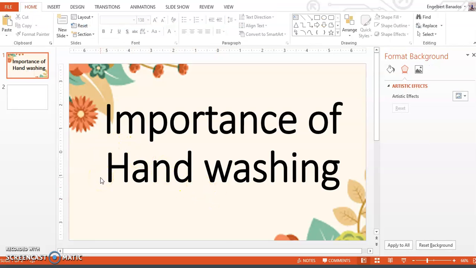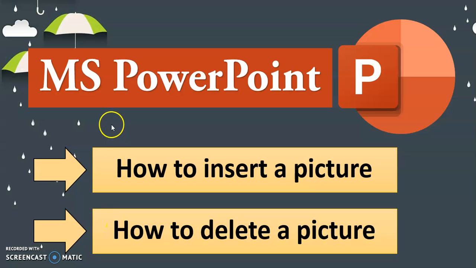Or another way of putting pictures in your PowerPoint is through copy and paste. You just simply go to Google Chrome, find a picture, and copy the file, and then paste it in your slide, like how we did in Microsoft Word. So that's how we insert a picture and delete a picture.